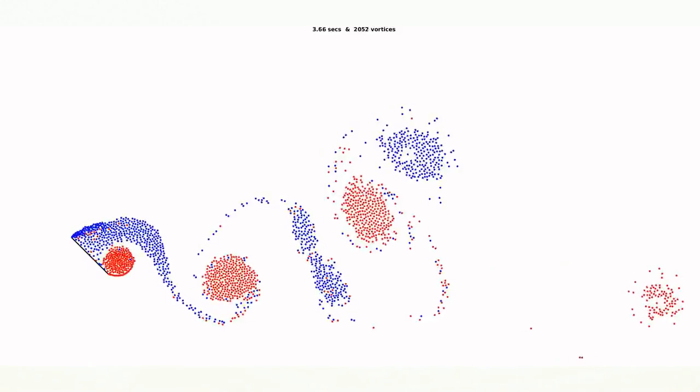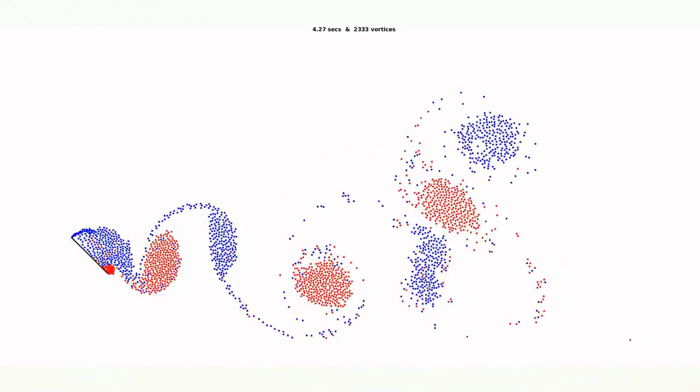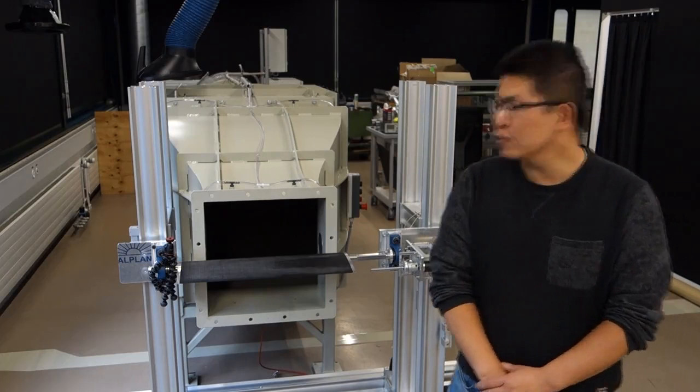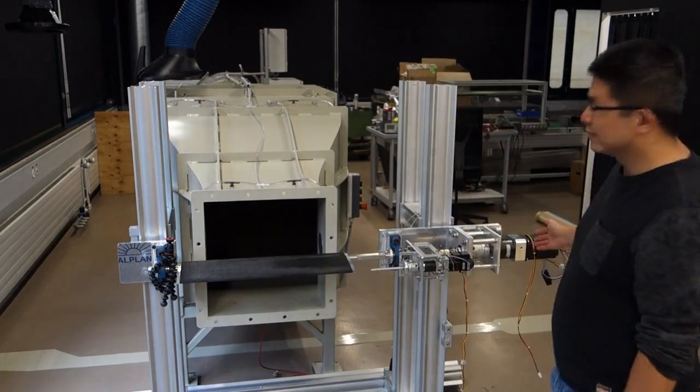The goal of this study is to find the proper critical parameter that will inform us when the dynamic stall is going to initiate. But first, let's have a look at my experimental setup.